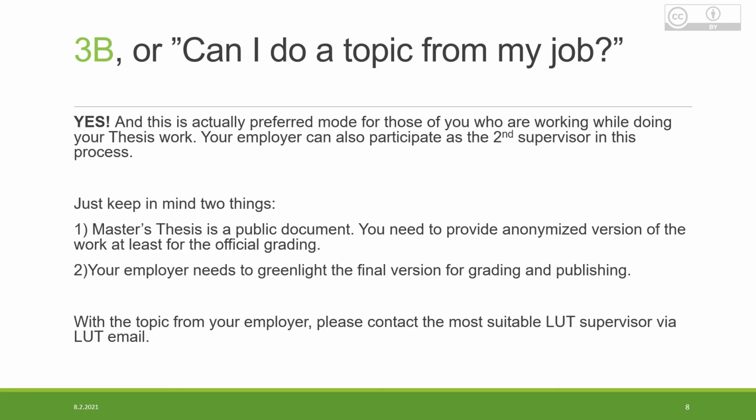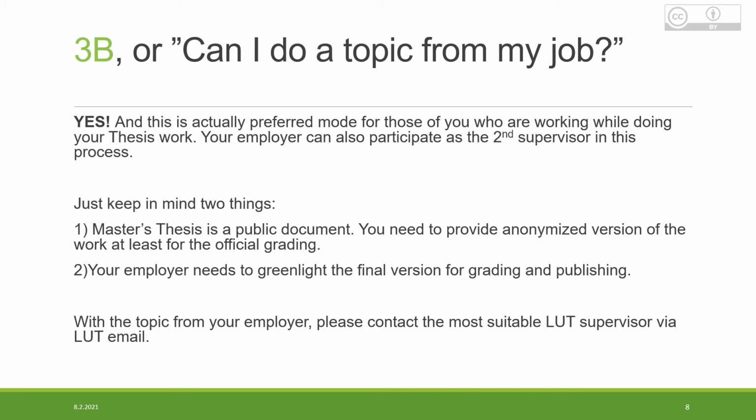And also, if you are already employed and you are working somewhere, you can also take a topic from your existing job. Actually, if you have a family or if you are working full-time outside university, this is very preferred, because this also means that you can probably or most likely spend time working on your thesis work, and that your employment supports your thesis process and your thesis process supports your employment.